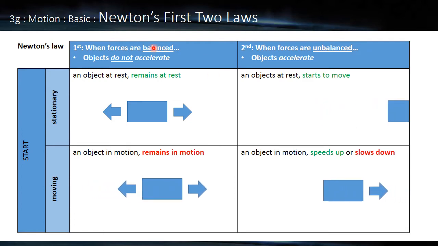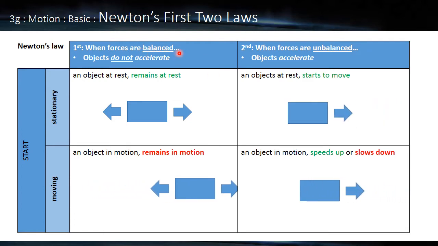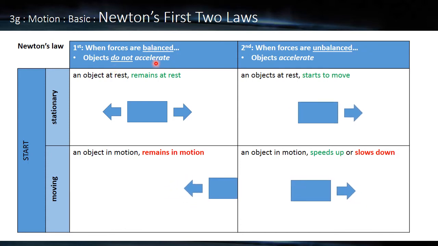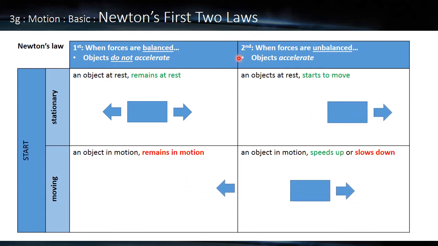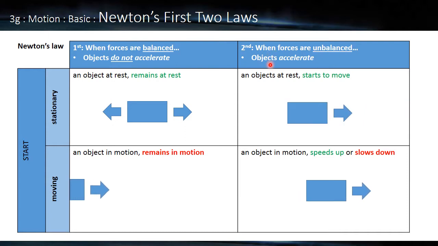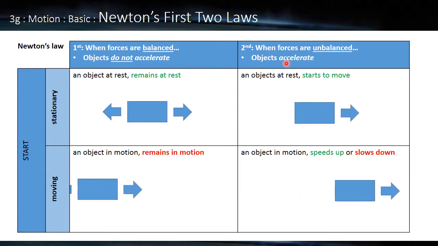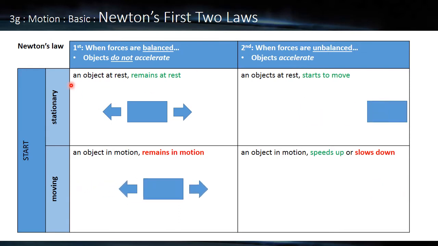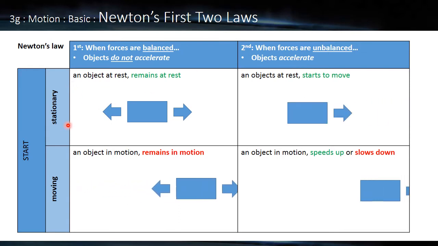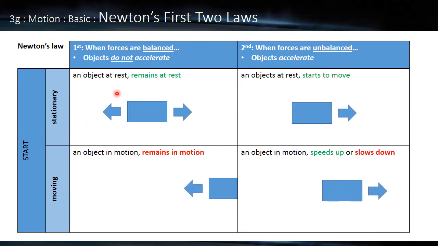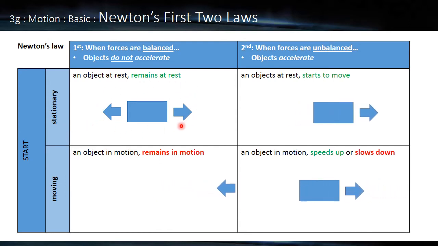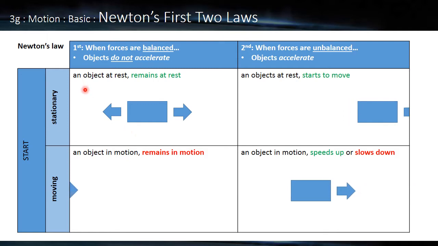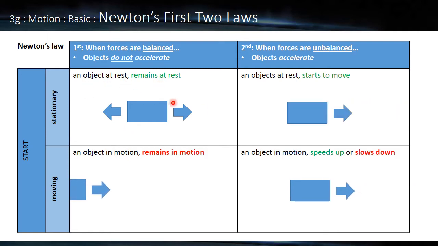The first law tells you about balanced forces, and it says objects do not accelerate when forces are balanced. The second law says that when forces are unbalanced, objects do accelerate. So remember, acceleration is changing velocity. When objects are stationary, it's quite easy to understand what's going on. This surprises nobody: the object just remains where it is. An object at rest remains at rest.